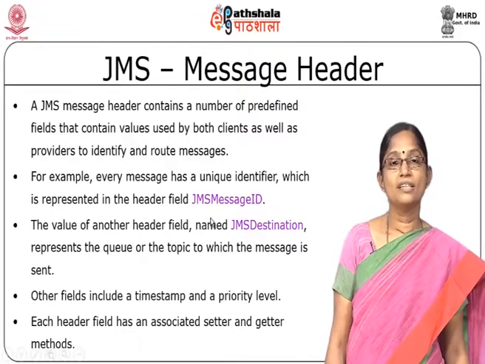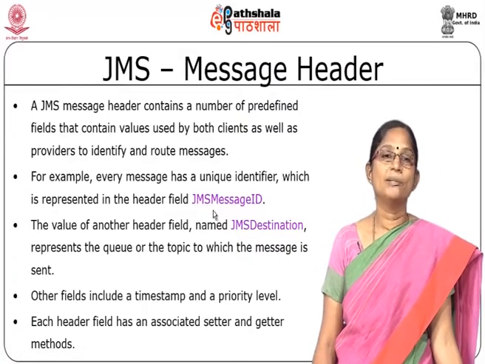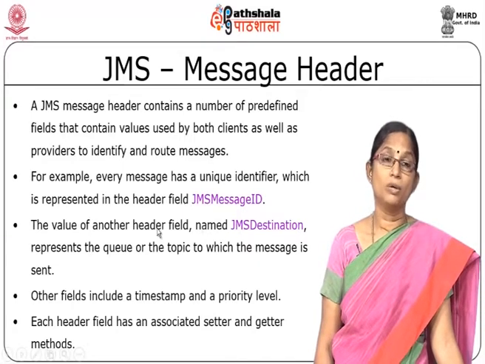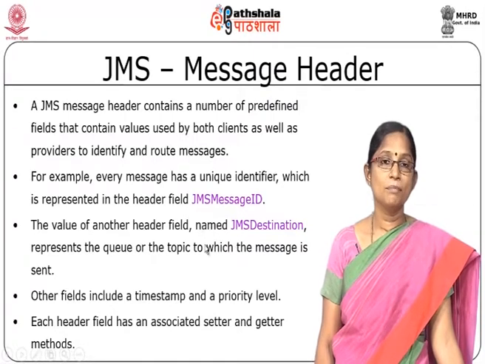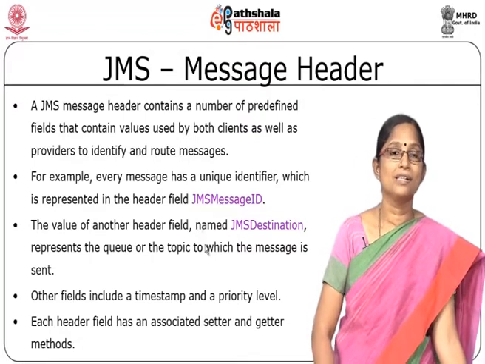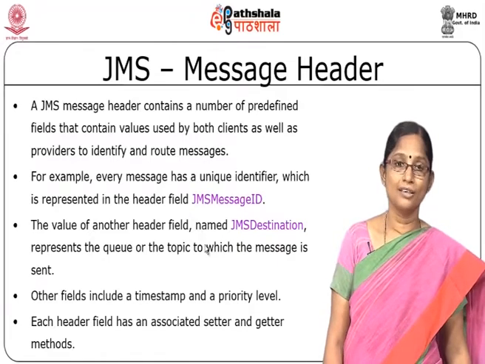This is one of the header fields, which is called the unique identifier, called by the name message ID. There is one more header field which is called JMS destination. This JMS destination represents which queue or topic the message has to be sent to. So, the destination is going to have which queue or topic the message is targeted to.